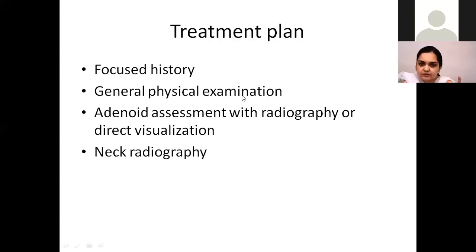General physical examination, we can get some clues with the help of general physical examination. Adenoid assessment with radiography or direct visualization. The direct visualization, or the volume of the adenoid, gives clues for the inflammation, and the radiographic assisted visualization, lateral neck radiography. Radiography is the best technique.